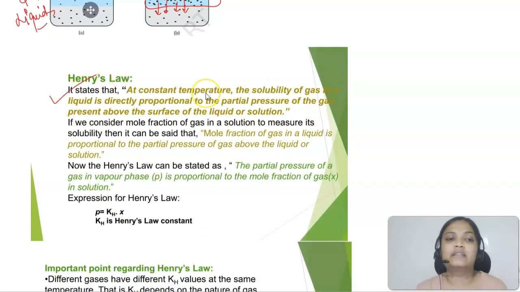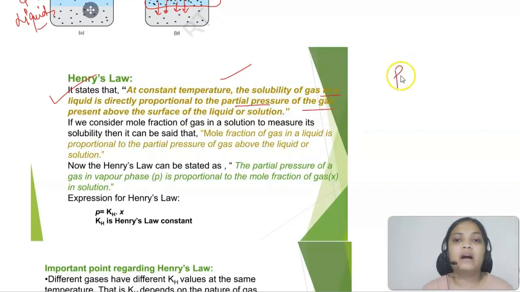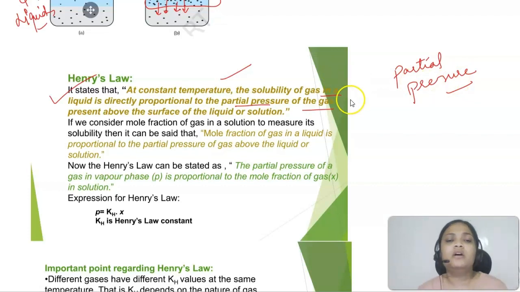Henry's law stated that at constant temperature the solubility of any gas in a liquid is directly proportional to the partial pressure of that gas, whatever is the partial pressure of the gas present above the surface of the liquid or your solution. Generally, what we have studied about mole fraction is the ratio of number of moles of gas and the solution. The mole fraction of the gas will be the measure of its solubility, means more mole fraction means more solubility.